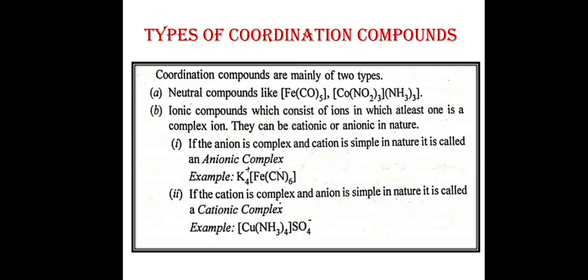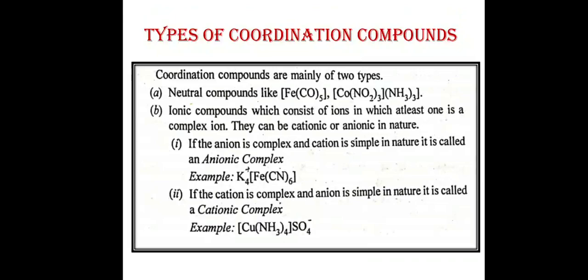Now, types of coordination compounds. Coordination compounds are mainly of two types. One is the neutral compound, in which there is no charge on the compound, like Fe(CO)5. This is a neutral compound as there is no charge outside the bracket, no charge on this complex. Next is the ionic compound, which consists of ions in which at least one is a complex ion. This ion may be a cation or an anion in nature.